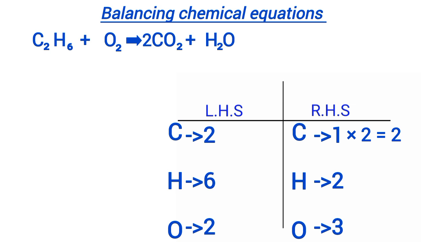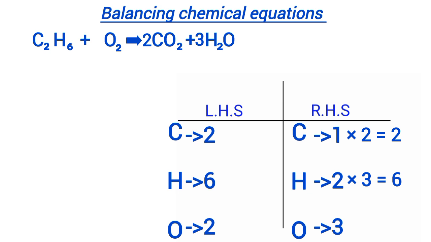Now let's move to hydrogen. On the left hand side of the equation, we have 6 hydrogen. On the right hand side of the equation, we have 2 hydrogen. What we want to do is to make sure we also have 6 hydrogen on the right hand side of the equation. What do we multiply by 2 to get 6? If we multiply 2 by 3, we have 6. So we are going to place 3 here.